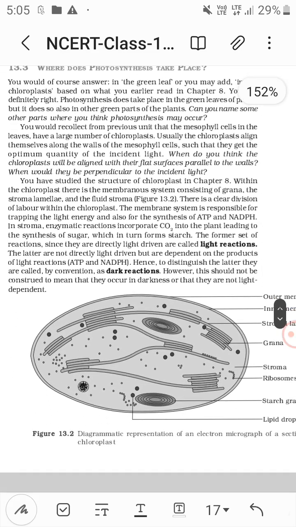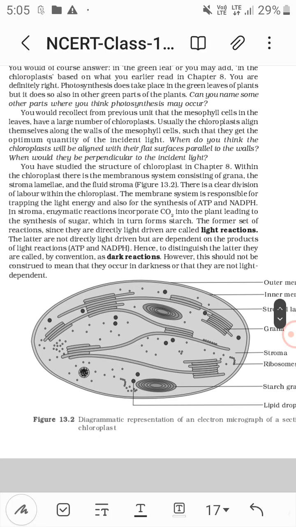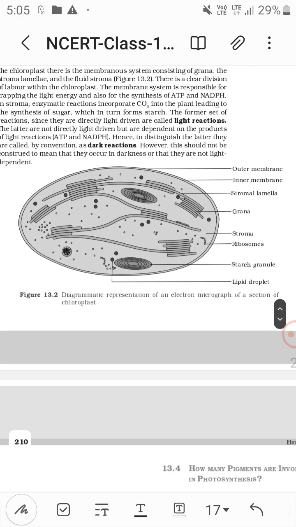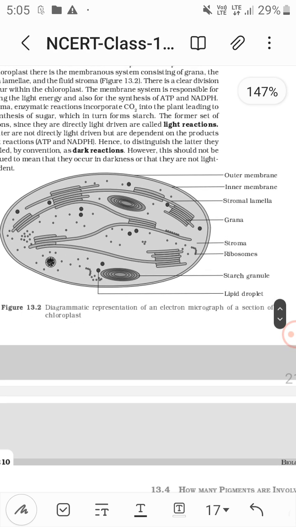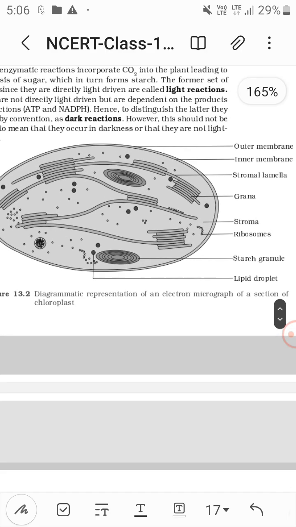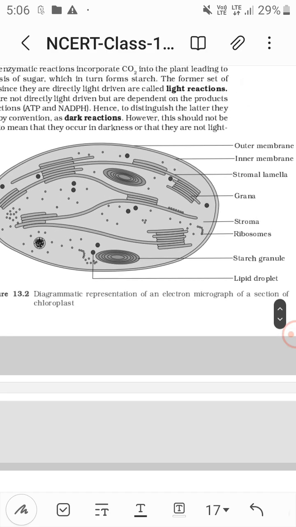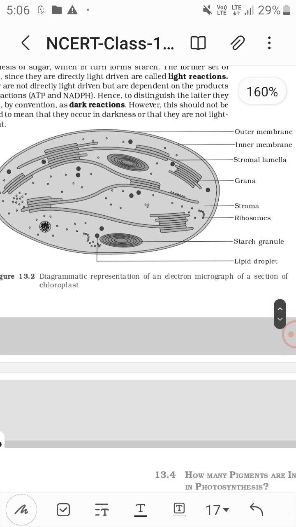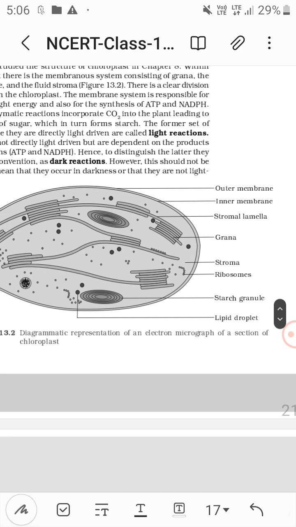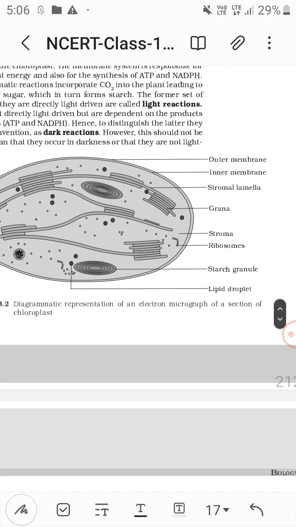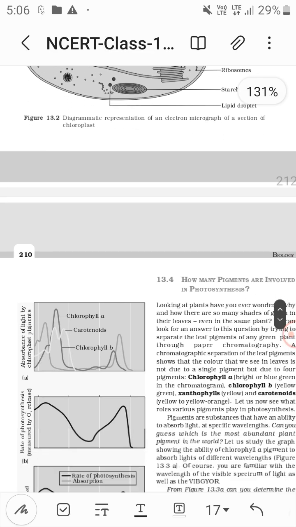In the chloroplast of mesophyll cells. So, section of chloroplast showing outer membrane, inner membrane, stroma, lamella, then grana consisting of a stack of thylakoids, then stroma, ribosomes, then starch granule, then lipid droplet. So in the grana or stroma lamella, the thylakoid membrane, the light reaction takes place. In the stroma, the dark reaction takes place.